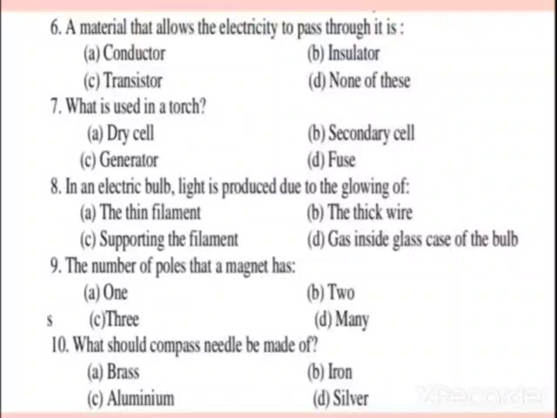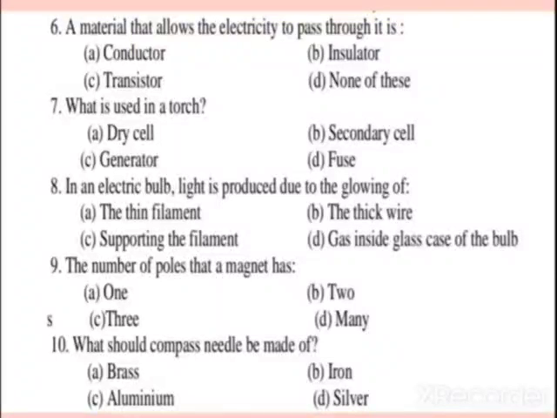Now question number 6. A material that allows electricity to pass through it is. I told you about 2 types of materials. One is the material that allows electricity to pass through it, and one is the material that does not allow electricity to pass through it. Here your options are conductor, insulator, transistor and none of these. The material that allows electricity to pass through it is a conductor. So your correct answer is conductor.